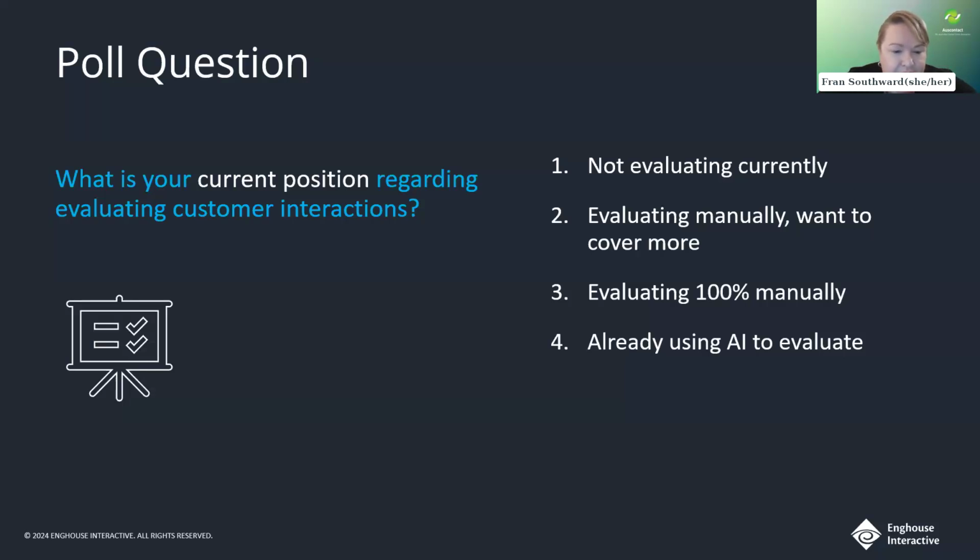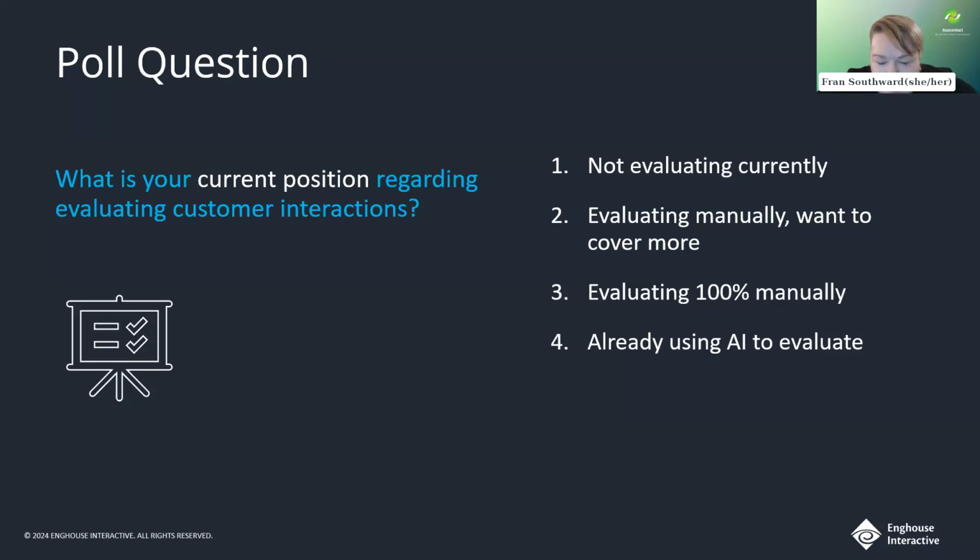Each month we do three. We'll assess three calls on a person. We've got people that sit there and do it, and there's such a personal component within there. It's quite people dependent on what the results are as well. So there's some of that there. So not surprisingly, 58% are saying that they're evaluating manually and want to cover more.